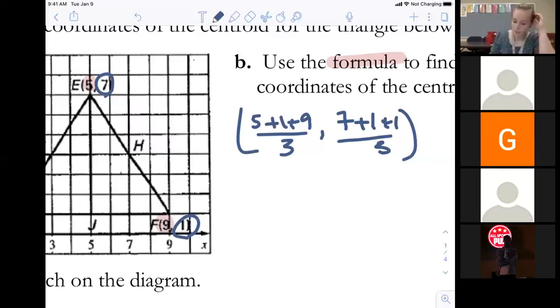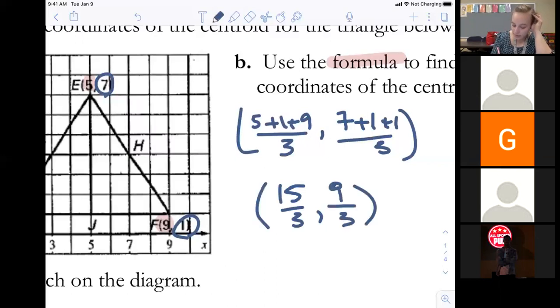All right, add up what we see. 5 plus 1 plus 9, that is 15 over 3. 7 plus 1 plus 1 is 9 over 3. Oh, that's nice, easy numbers. 15 divided by 3 is 5, and then 9 divided by 3 is 3.